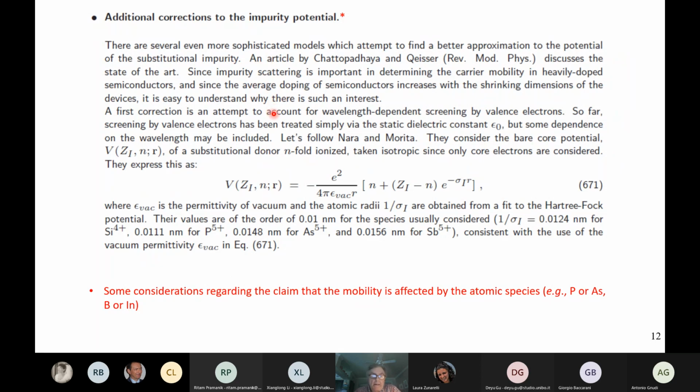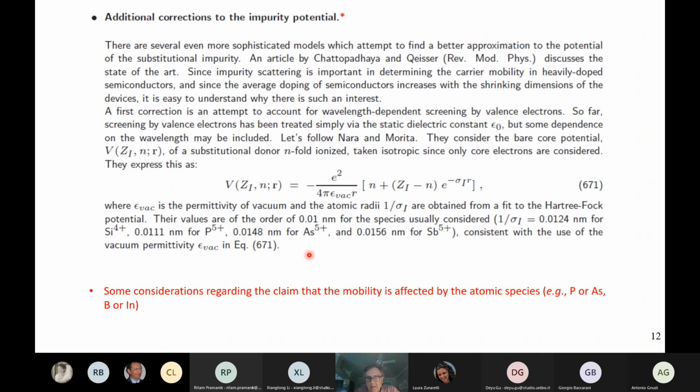The Born approximation, for example, we are stuck to the first Born approximation. There are corrections that one may think of, and indeed this is something that I worked on because there was a paper that claimed that the mobility is affected by the atomic species that you have. In principle, it would make sense. If I use as p-type doping boron instead of indium, for example, which is a much bigger atom, clearly there would be something that leads you to believe that the scattering cross-section will be different.